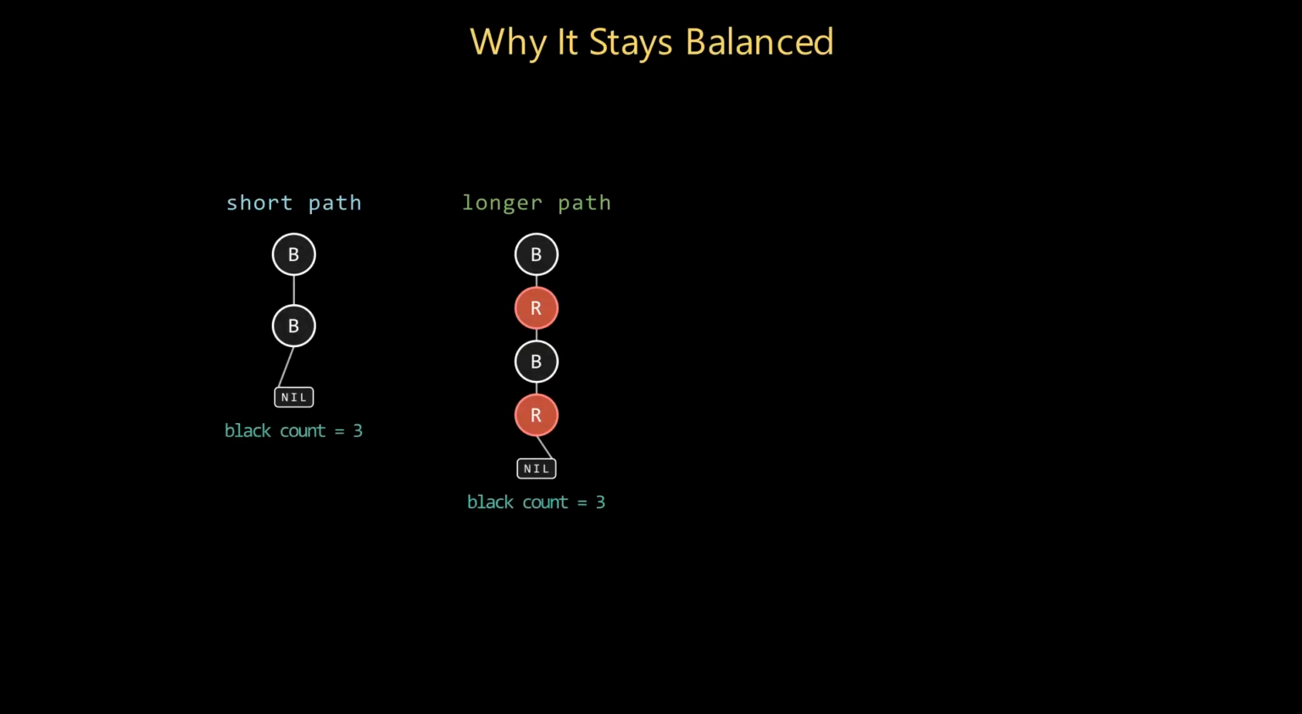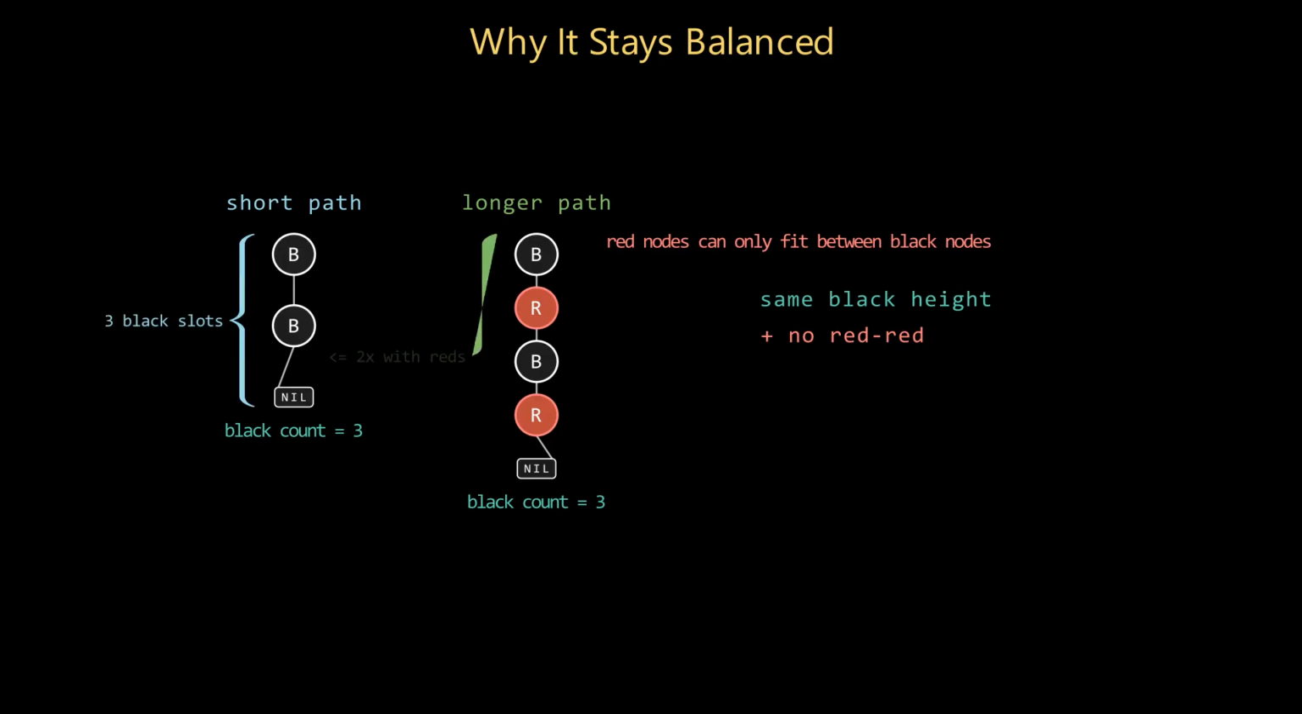Now connect the rules to balance. Same black height means every root to leaf path has the same number of black nodes. A short path may be mostly black. A longer path can insert red nodes, but only between black nodes. Because red-red is forbidden, red nodes cannot stack into a long chain. Between two black nodes, there can be at most one red node. So the longest path is at most about twice the shortest black-only path. That is the core reason the height stays logarithmic.